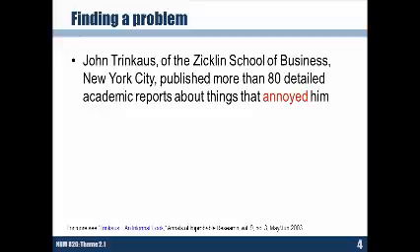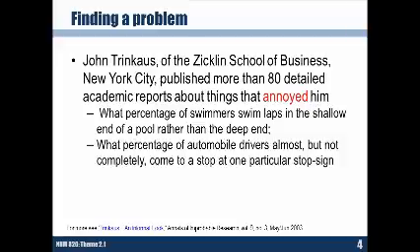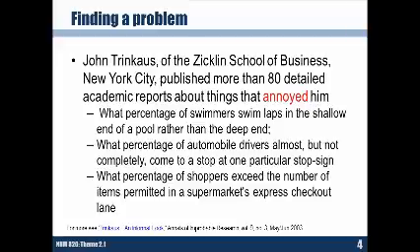People have been trying to find problems for a long time, and people sometimes get really silly problems. This guy, John Tronkaus, built his whole career out of doing research about things that annoyed him. So he would do studies on silly things like what percentage of swimmers swim laps in the shallow end of a pool rather than the deep end, or which percentage of drivers almost but not completely come to a stop at a particular stop sign, and one that we all hate, which percentage of shoppers exceed the number of items that's permitted in a supermarket's express checkout line. Now these are all silly things, but what about these?